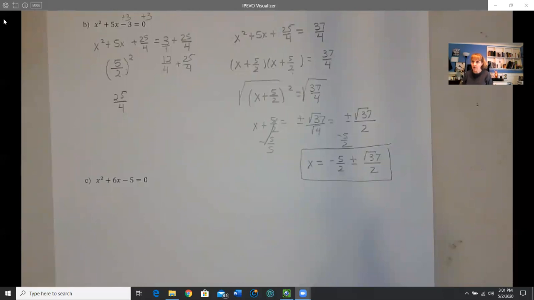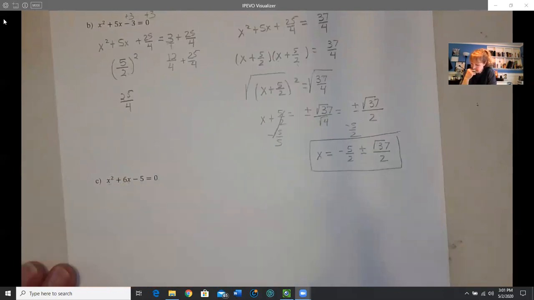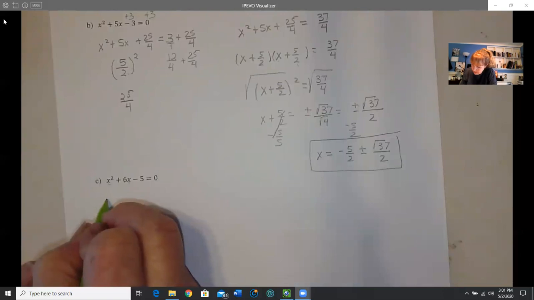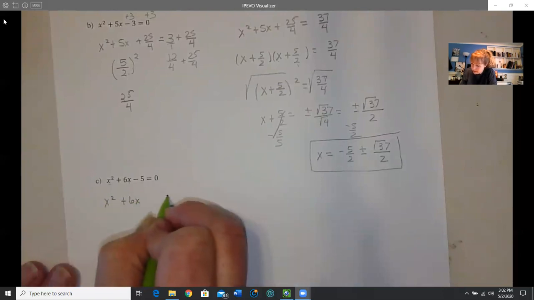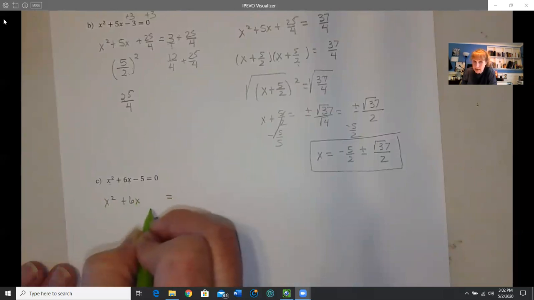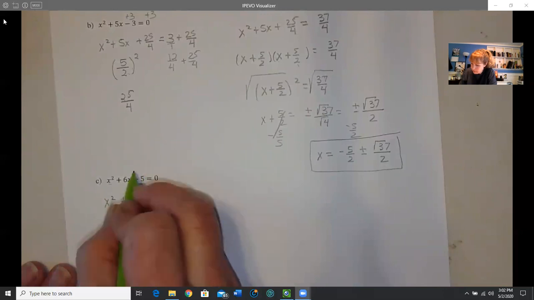All right, let's try one more, and then we'll look at how to incorporate step 2 that we haven't done yet. So let's get these by themselves. So we've got x squared plus 6x. I always like to leave a little bit of a space because I know I'll be adding something to both sides. I'm going to bring the 5 over. I'm going to add 5.